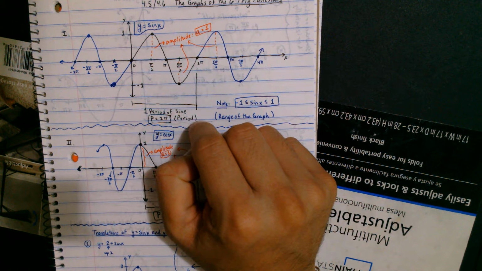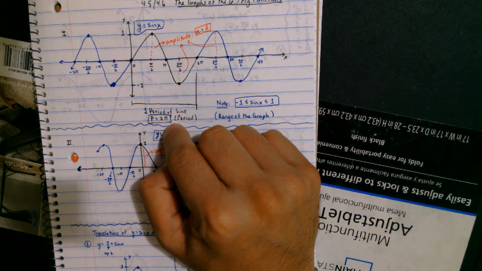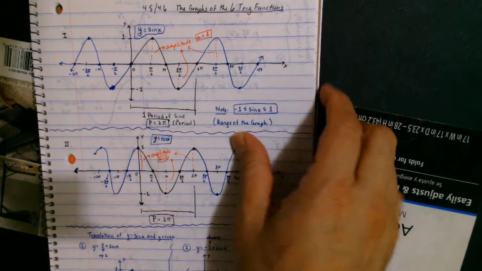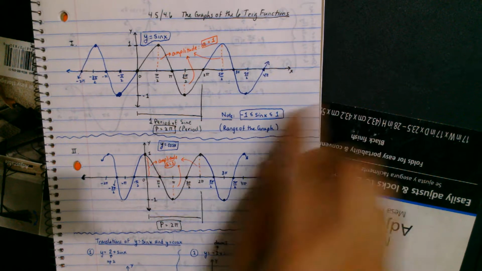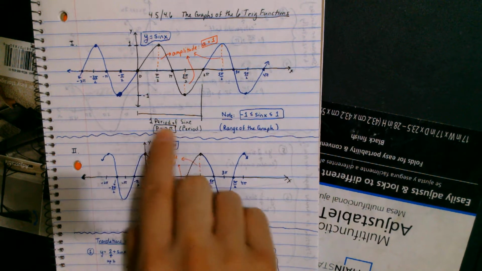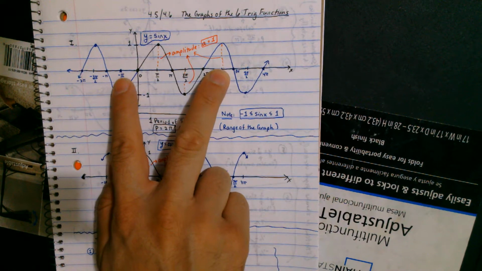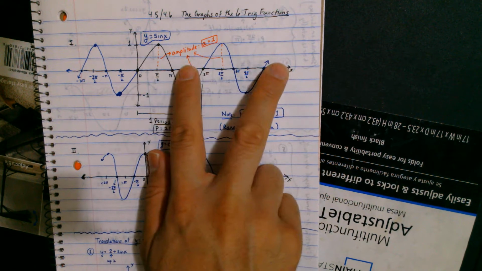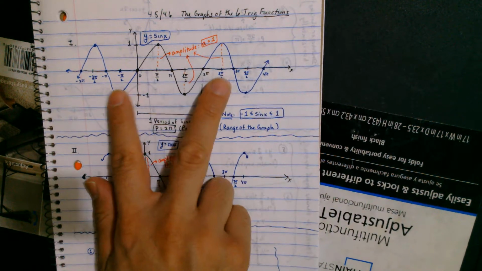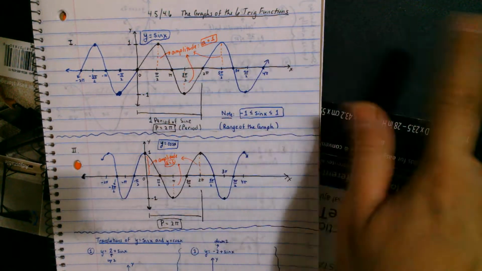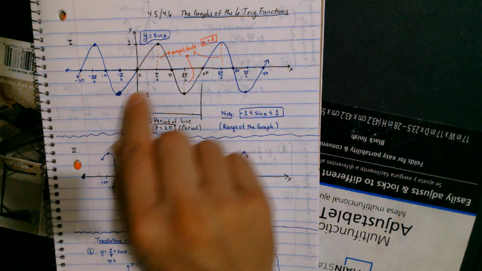So that's 360. So the period of sine is 2 pi. And we're going to do everything in terms of radians here. So ultimately, the period is going to be 2 pi. So the period is like a cycle until it repeats. This is called periodic. So it's a period repeating over and over and over to both sides, forever and ever.